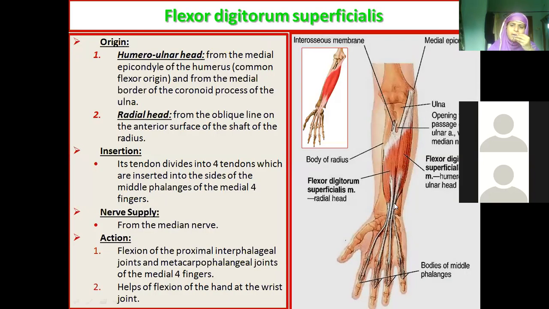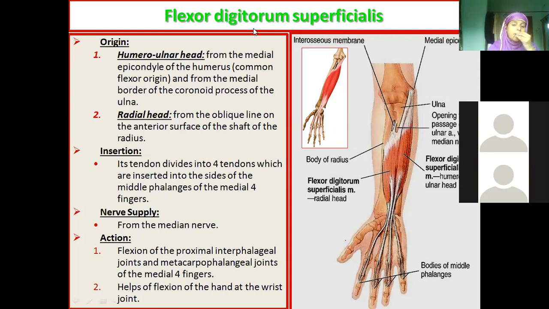See, that's how bulky it is. This is completely one muscle only. Quite wide, right? Such a big muscle. So common flexor origin is coming from the humerus, and it also has a humeral head, which is coming from the medial border of the coronoid process. Radial head: it has the oblique line of the anterior surface of the shaft. That means three bones are involved in the origin of flexor digitorum superficialis.